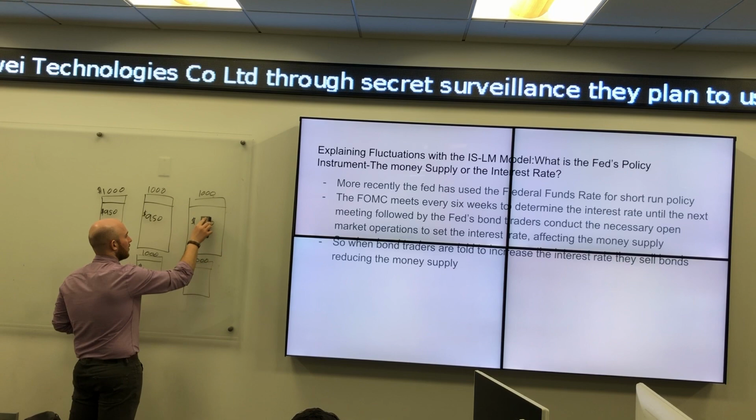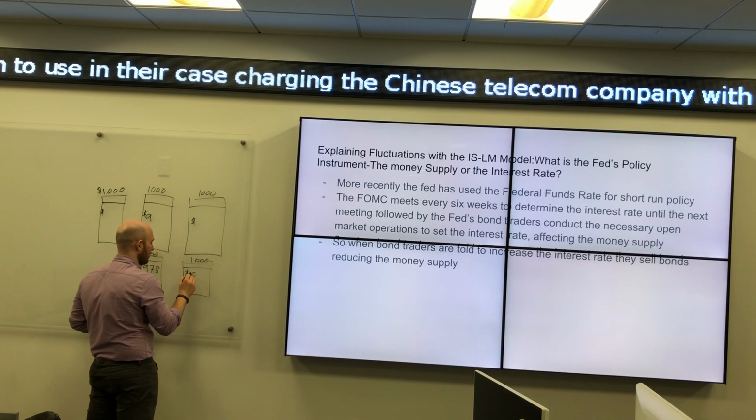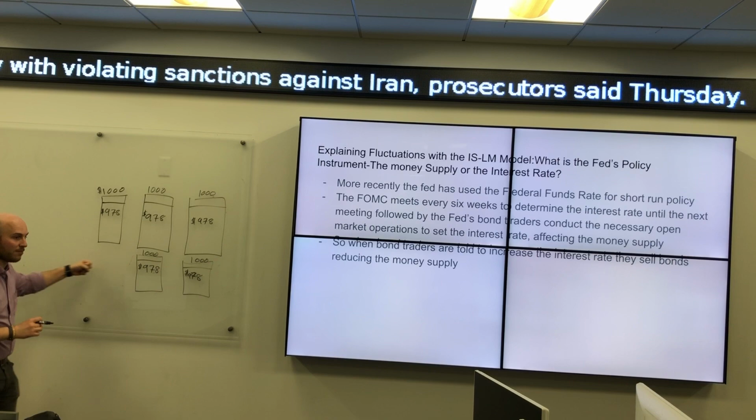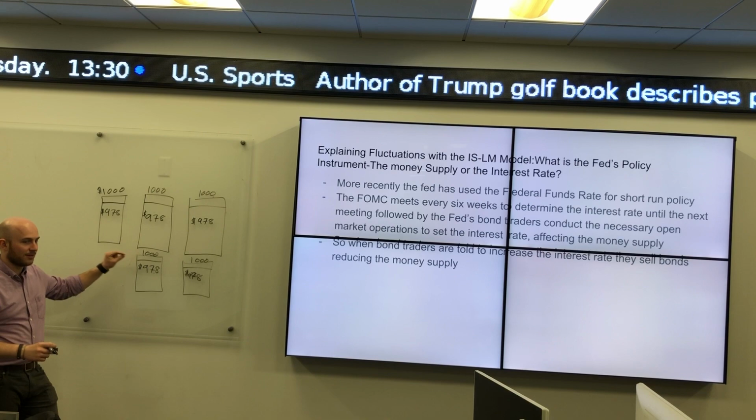So now, instead of them being sold for $950, maybe they're worth $978. So we have increased the money supply because we took a bond out of the market and we gave someone cash. Now all of these other bonds are worth more, so the effective interest rate on them is less. Does that make sense?